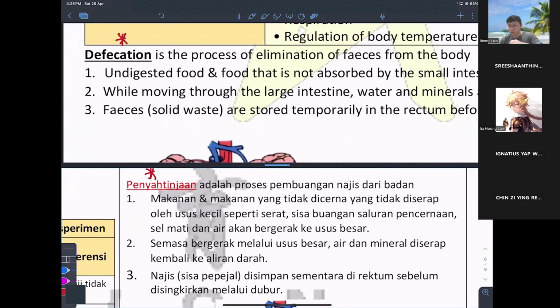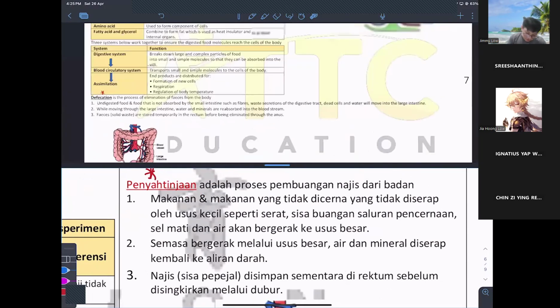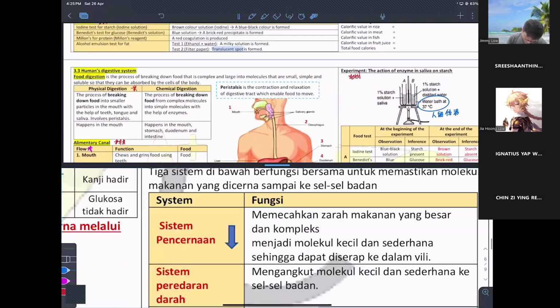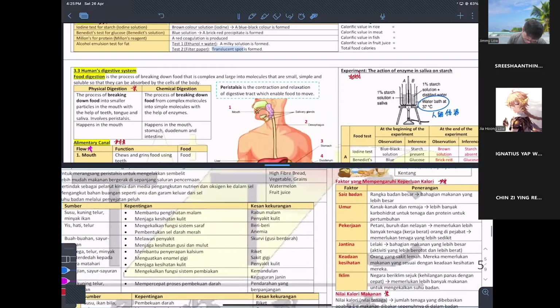To prevent constipation, it matters, because when you cannot do defecation in a normal way, it means you are having constipation. So you have to drink more water and eat fiber to stimulate peristalsis. You have to know as well what peristalsis is. Okay, this one, peristalsis.